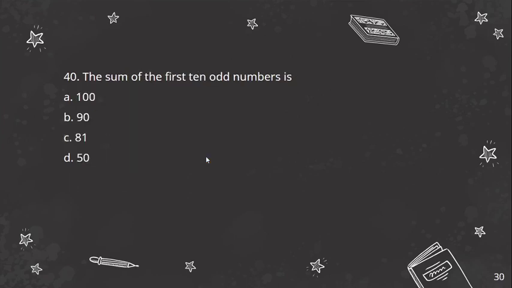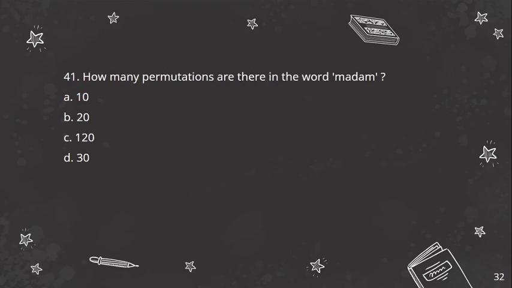The sum of the first 10 odd numbers is, it is a question of sequence and series. Its correct answer is option A. We can also solve this question manually: 1 plus 3 plus 5 plus 7 and continue until we get a total of 10 numbers.